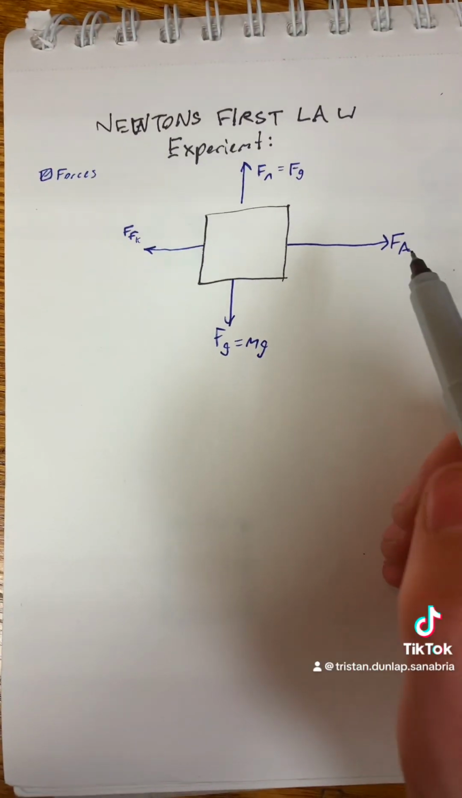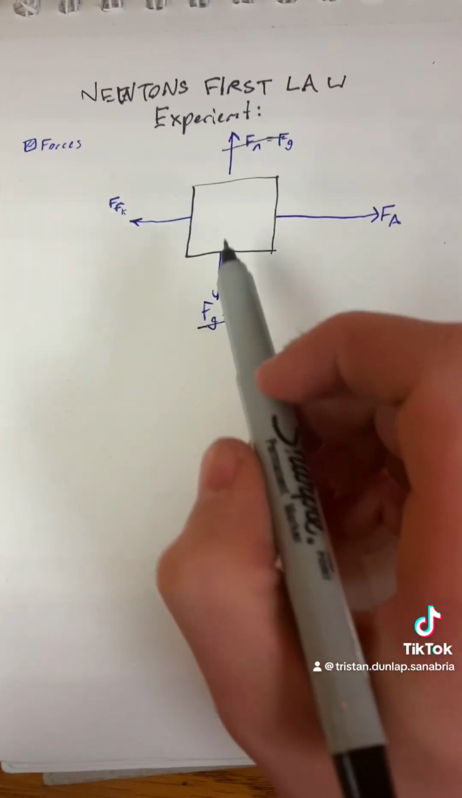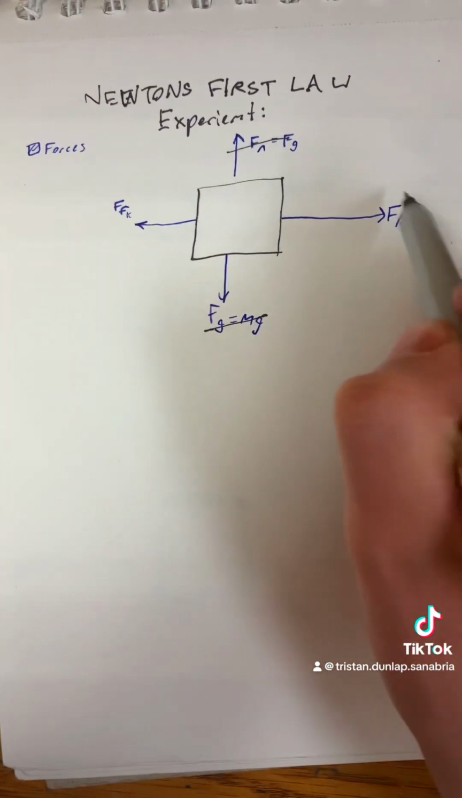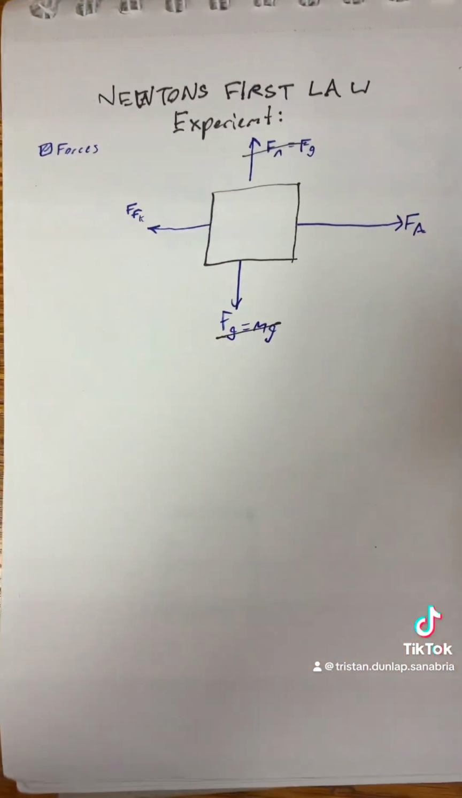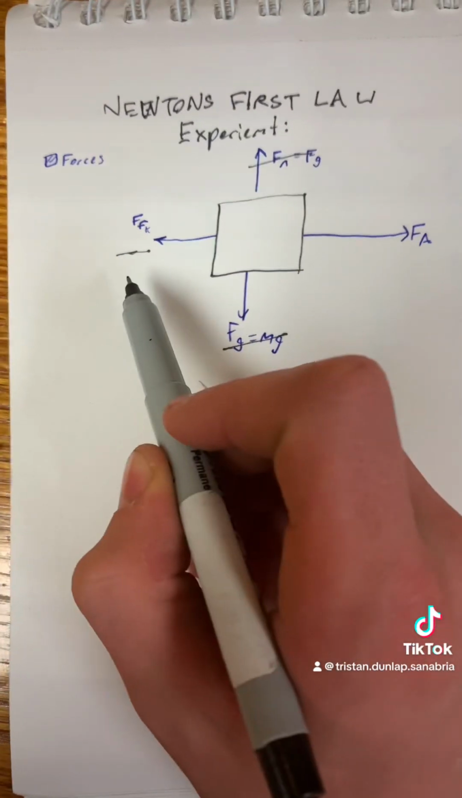Free body diagram for our experiment. These normal forces and gravitational forces cancel out. If you only had this force right here, the object would continue into space forever. But because we have the force of friction, the object is slowed down over time.